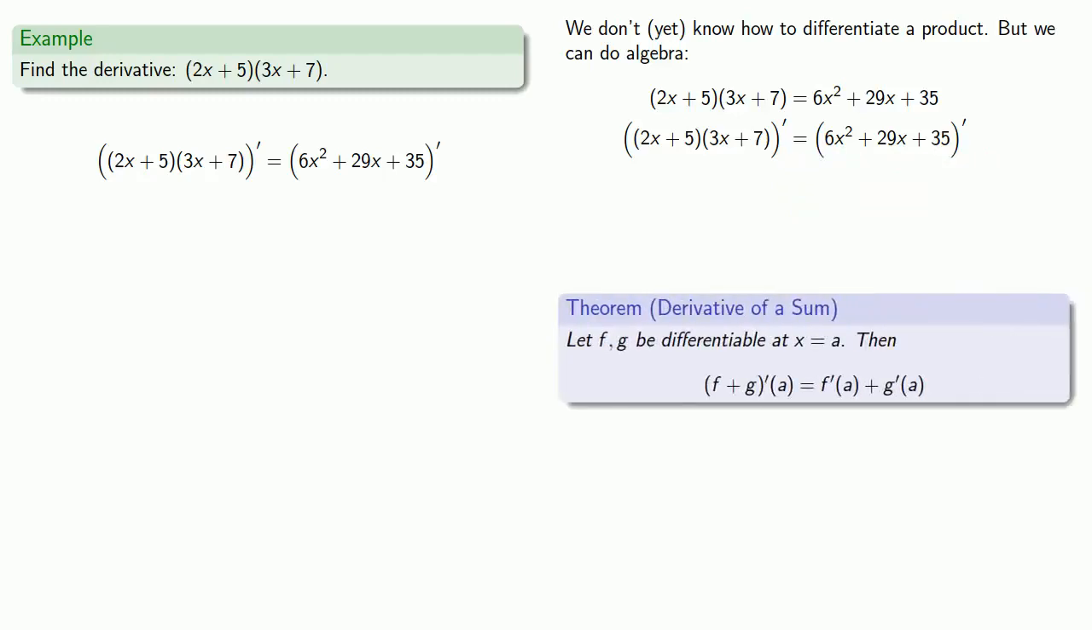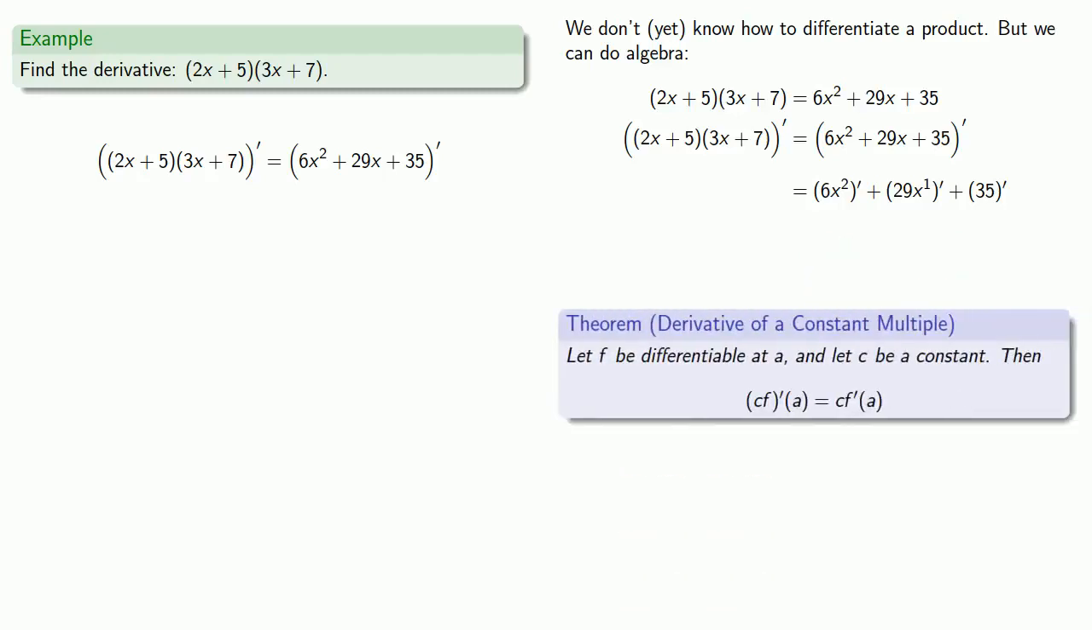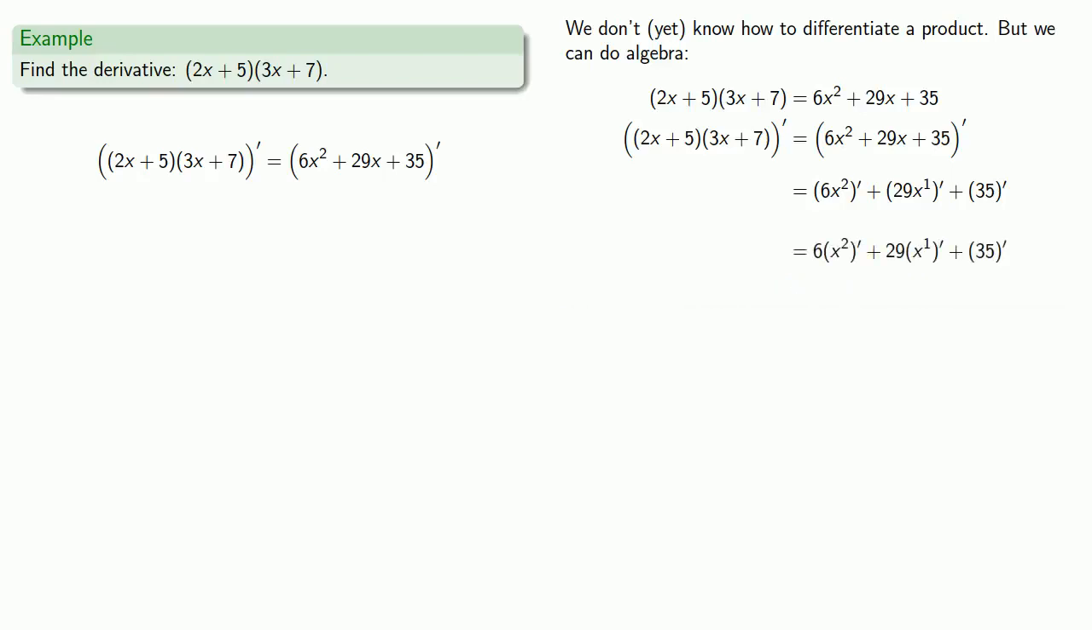So when we differentiate, we're differentiating a sum. This becomes the derivative of 6x squared plus the derivative of 29x to the first plus the derivative of 35. Now these two, 6x squared and 29x to the first, are constant multiples of a function. So that constant multiplier, 6 or 29, can be moved outside. And now we have the derivative of x to the second, the derivative of x to the first, and the derivative of a constant, and we know how to differentiate those things. And we end up with our final answer.